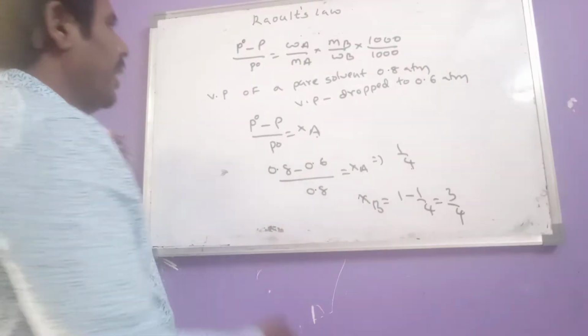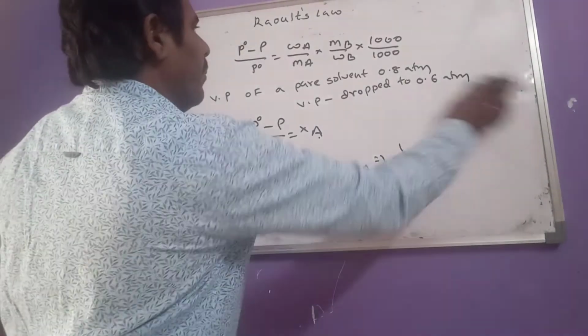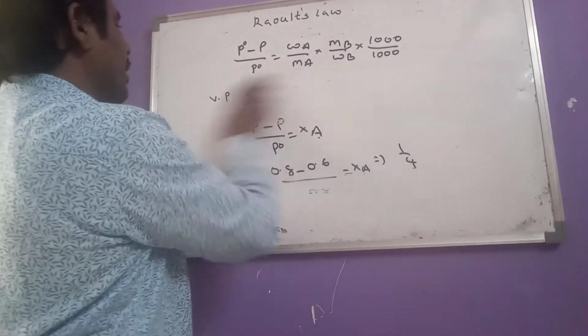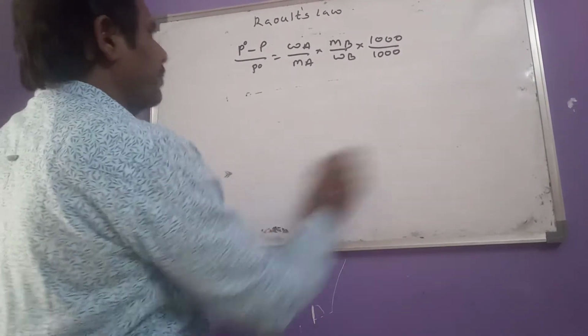So this is one type of problem we can get from Raoult's law. Then I give another problem related to Raoult's law. What is that? See here.